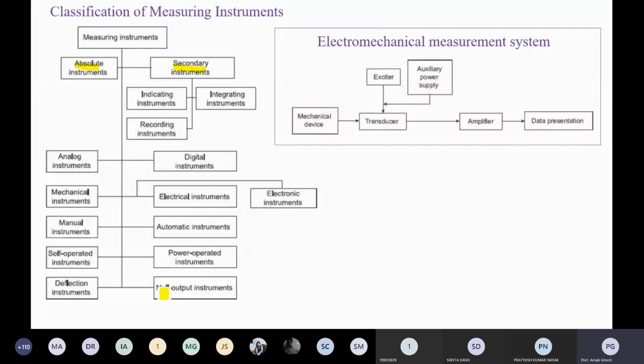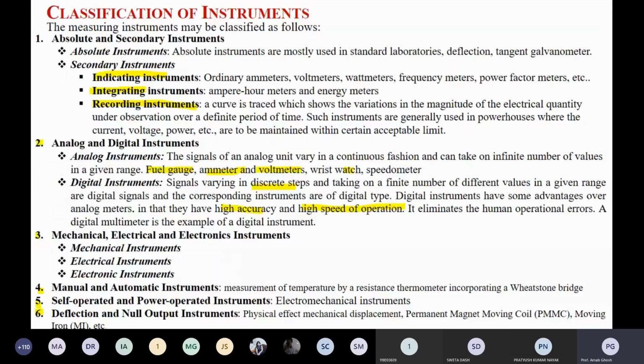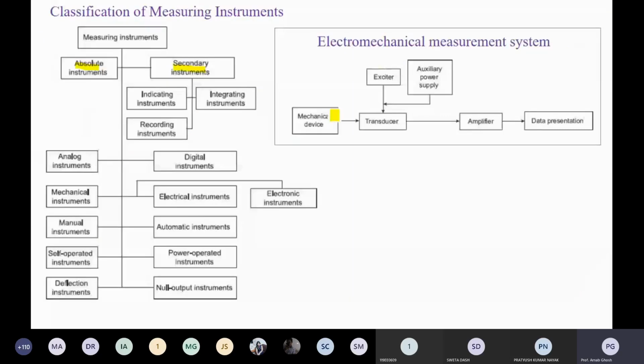In my previous slide I told you about the electromechanical instrument, in the self-operated and power-operated classification. It's an example of a power-operated system. So in the case of an electromechanical instrument, you can see the basic block diagram, where one exciter is required. Exciter may be an electrical supply. It may be driven by auxiliary power or self power. Okay, so what is that required for? There is a transducer, and for the transducer some source is required. Sometimes the exciter may be an electrical source or it may be a different source.